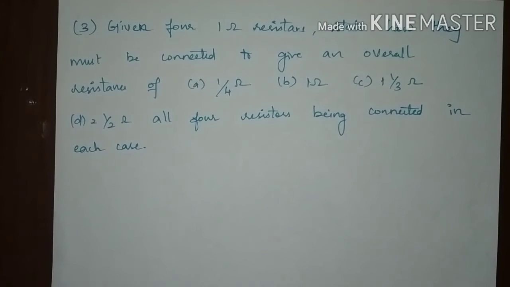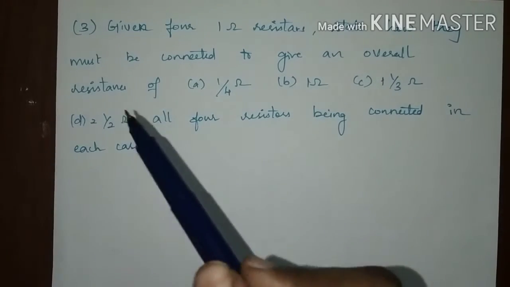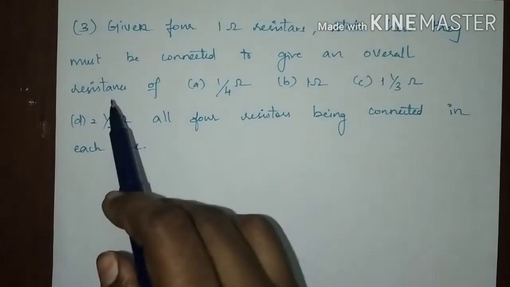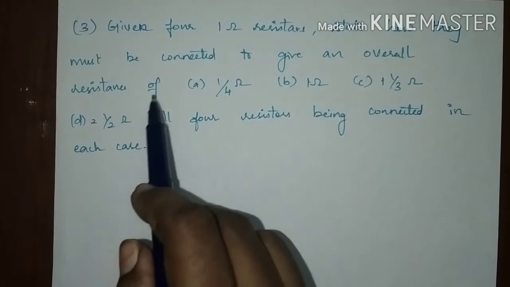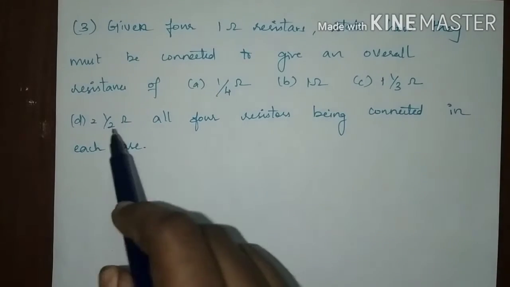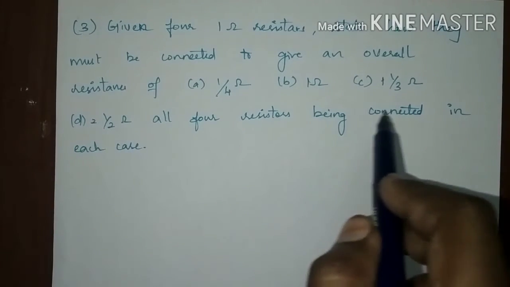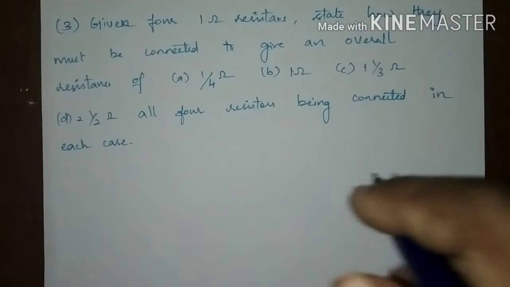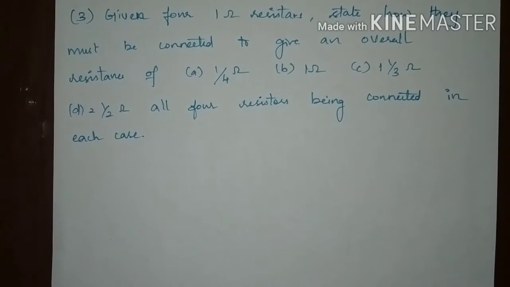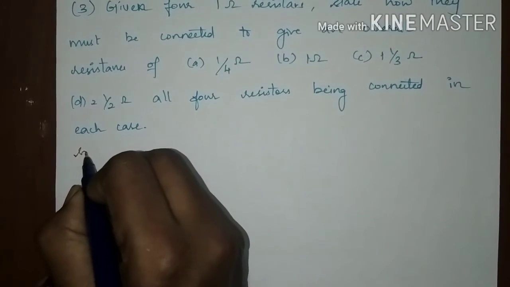See, this problem is very interesting. Given 4 resistors of 1 ohm each, state how they must be connected to give an overall resistance of 1 by 4 ohms, 1 ohm, 1 by 3 ohms, 2.5 ohms, all the 4 resistors being connected in each case. So in this problem, they have given 4 resistors, each resistor is of 1 ohm. See the solution.